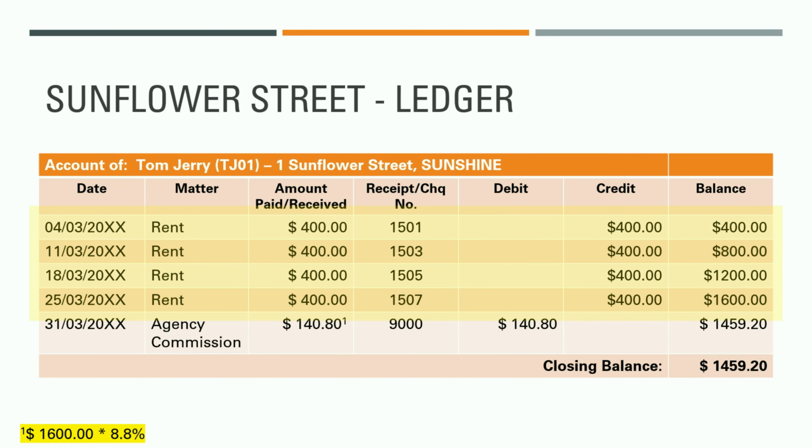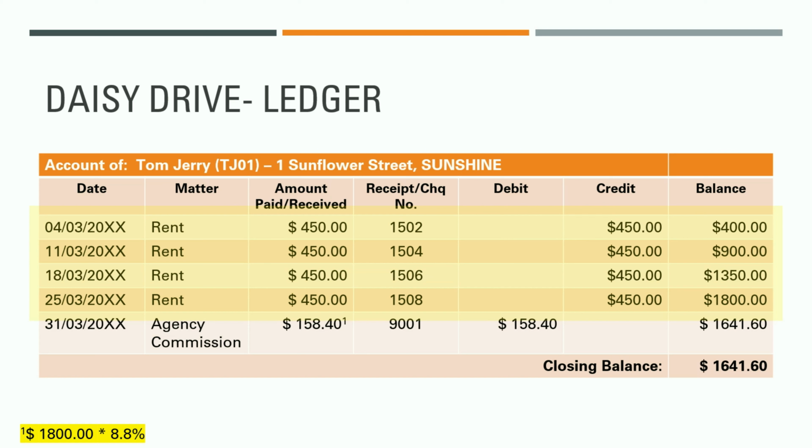The following rent payments have been received for the month, with a total of $1,600 in received rent. The commission payable is $140.80 for the management of this property, with a closing balance of $1,459.20, which would normally be payable to the owner at the end of the month. The rent payments for Daisy Drive have been a total of $1,800 for the month. The commission payable is $158.40, and the closing balance on the account is $1,641.60.